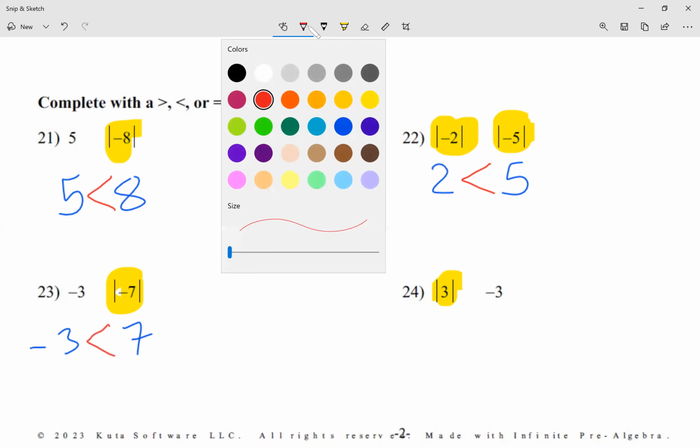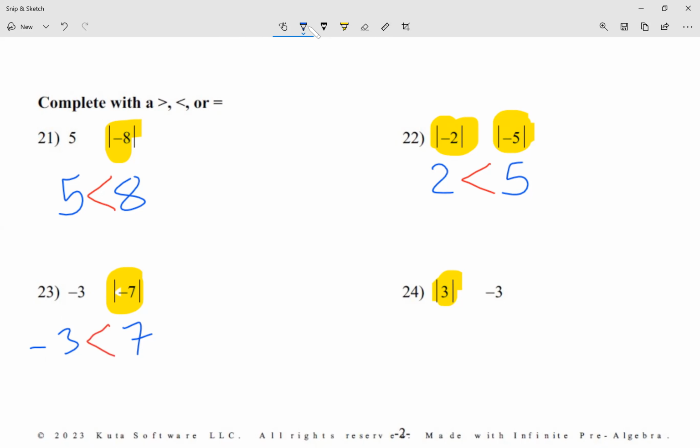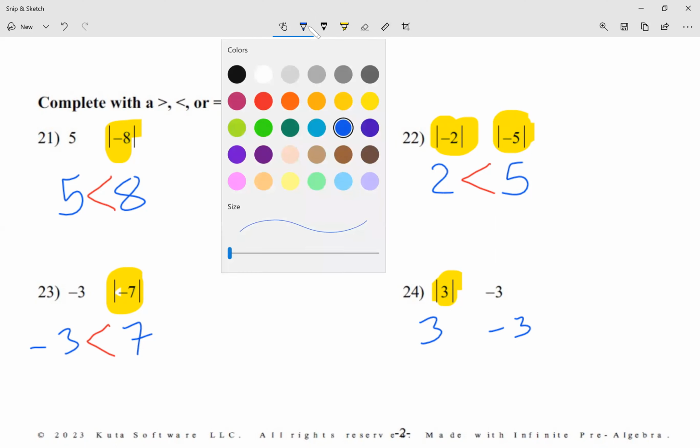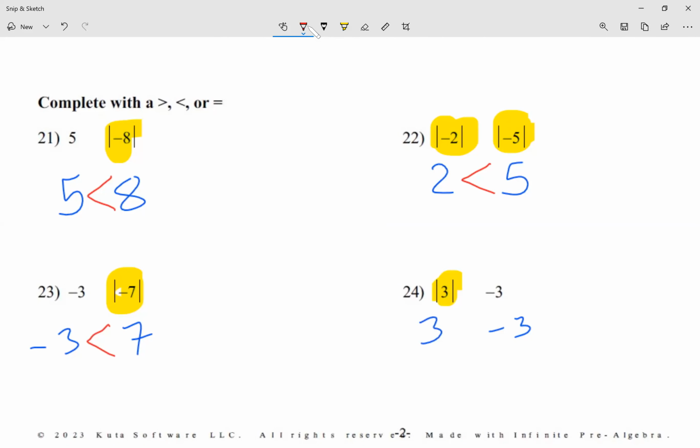And then lastly, number 24, I'm looking at +3 and -3. I kept it as +3 because absolute value says make it positive. If it was positive, we'll obviously leave it positive. But see, positives are bigger than negatives. So this mouth wants to eat the positive value.